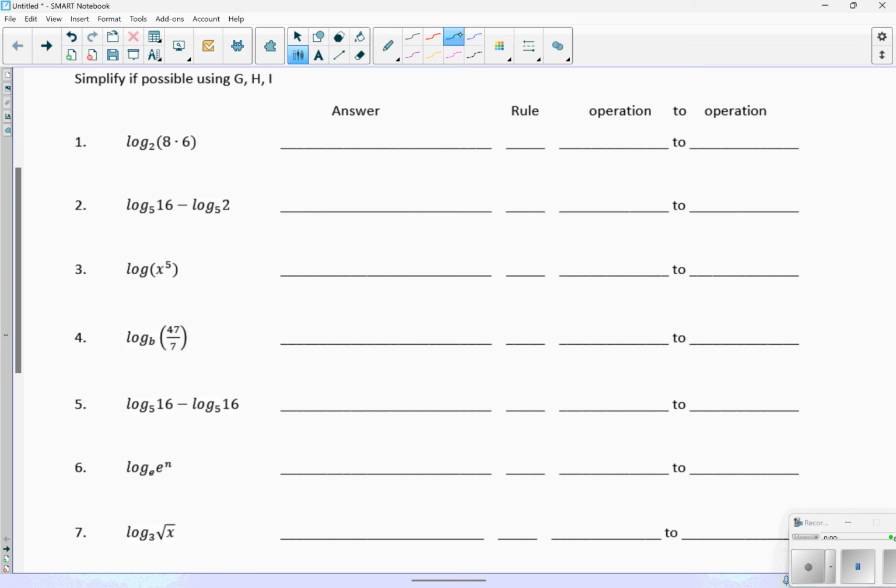So when you look at a problem and I'm asking you to use the rules to rewrite and possibly simplify, we are, of course, trying to identify what's the initial operation, which in this case is product. And of course, you can show that as multiplication. And we want to rewrite it as the sum, or as addition. So our first step is log base 2 of 8 plus log base 2 of 6.